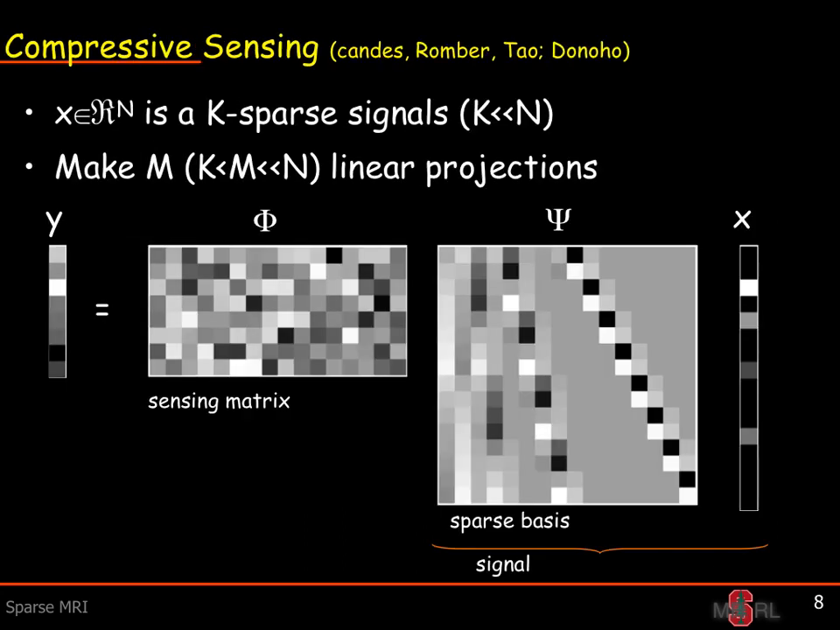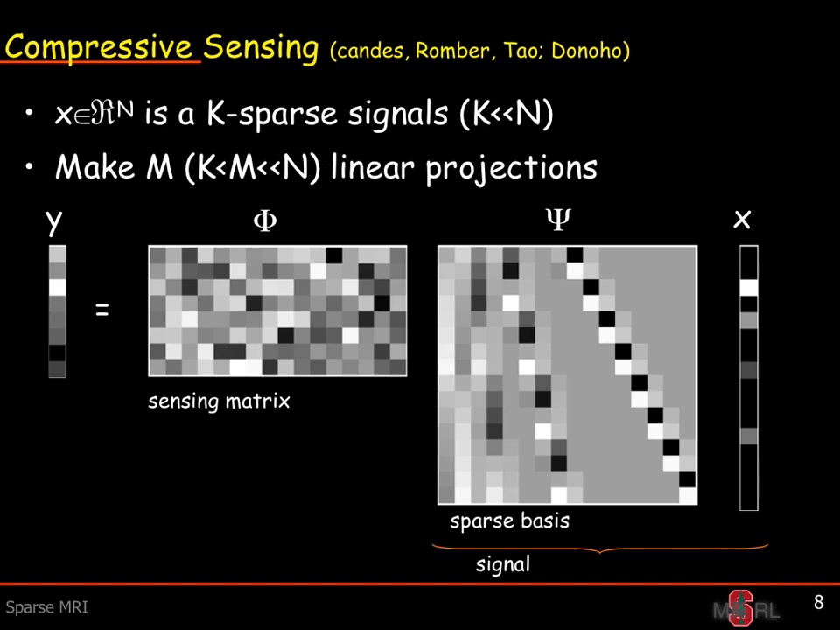To introduce the math of compressed sensing, let's say that we have a real-world signal x, which has dimension n, and that in some transform domain it is sparse, in that it has only k significant coefficients, where k is much, much less than the total number of voxels in the signal. Then we make m linear projections of this signal using some sensing matrix phi, where m is somewhere between k, the number of non-zero coefficients in the transform domain for x, and n, the total number of samples in x.